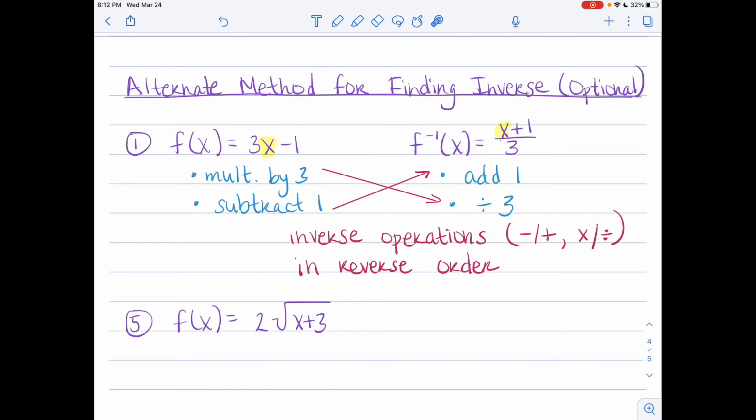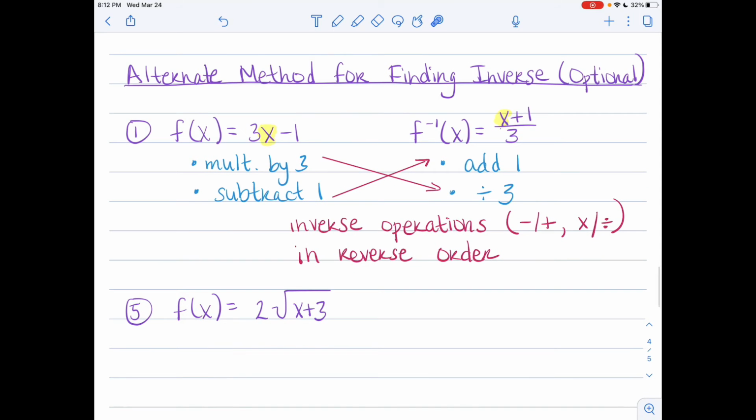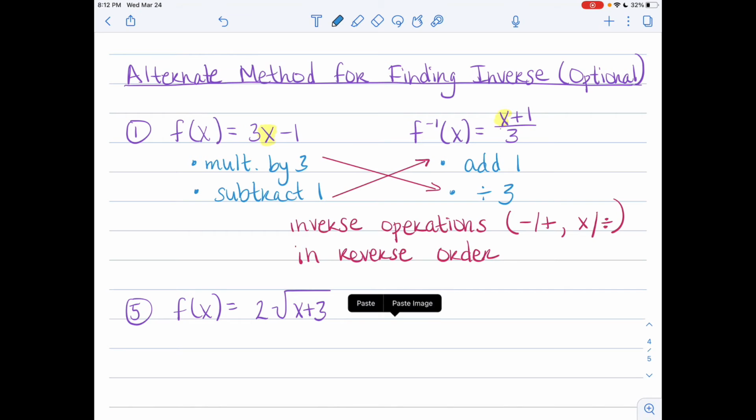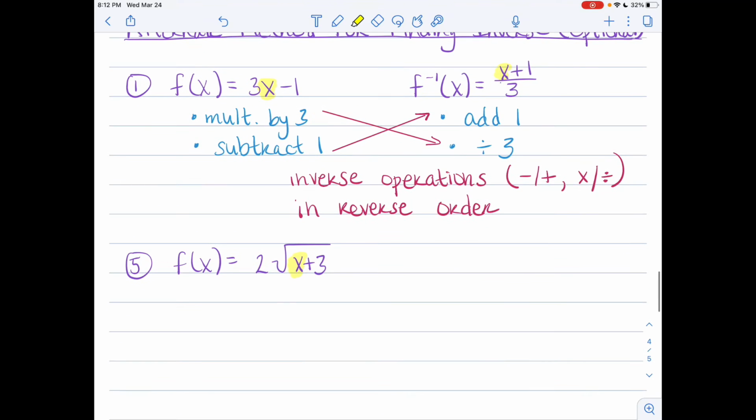So let's take that concept and apply it to problem number 5, one of the more complex problems that we did previously. So again, we're going to focus on our x value and say what's been done to it, and I can see that the very first thing that was done is that we added 3. Next, we took a square root, and then we took that square root and we multiplied it by 2.